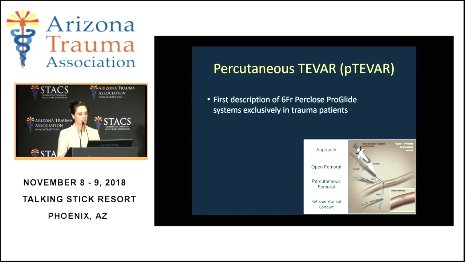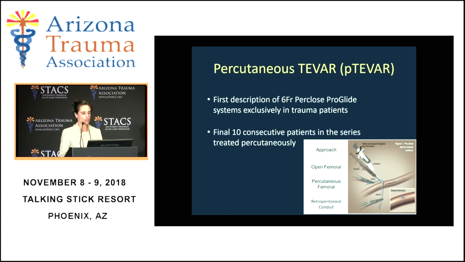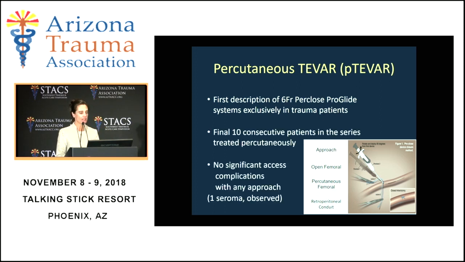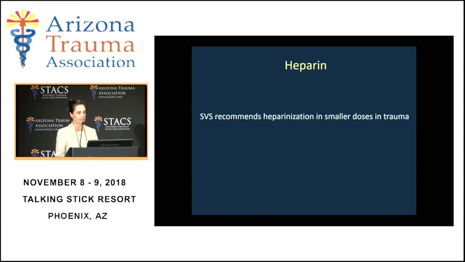The percutaneous TBR, for those of you that are familiar with percutaneous access and closure devices in vascular surgery, we started to use this system in our trauma patients. It's actually quite ideal in patients with healthy arteries. These closure devices don't work as well when there's a lot of plaque in the arteries, which is most older patients and patients with vascular disease, but it worked very, very well in our young trauma patients. And we used that in the final 10 consecutive patients in our series, and there was no significant access complications.